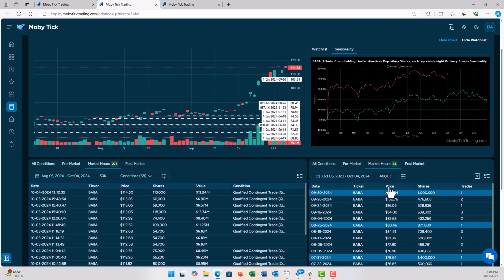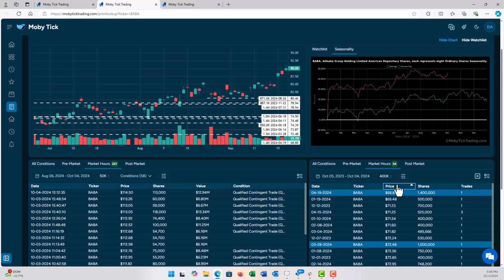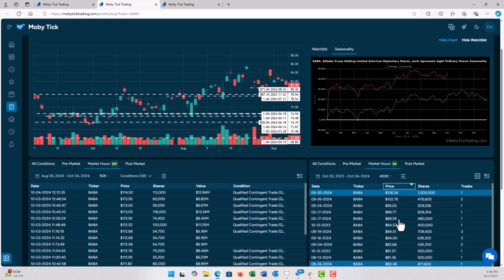So I'm going to click on price and see what we have for the highest price. The lowest was 68 and the highest was 106.34 for these trades. And that's the one that's actually on there, and that's at 400,000. If we look to the left, we can see that today there was 113,000. And yesterday there was 60,000, which isn't really a lot, but 114.50.